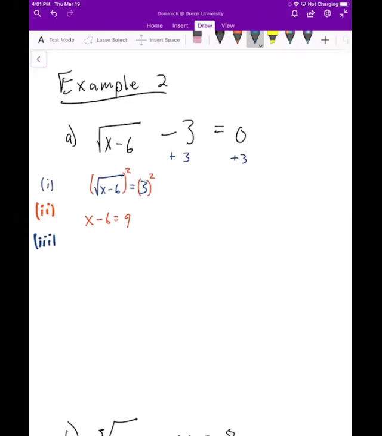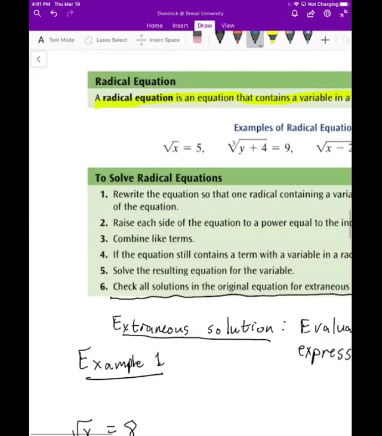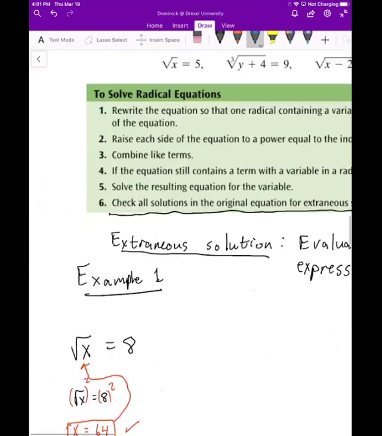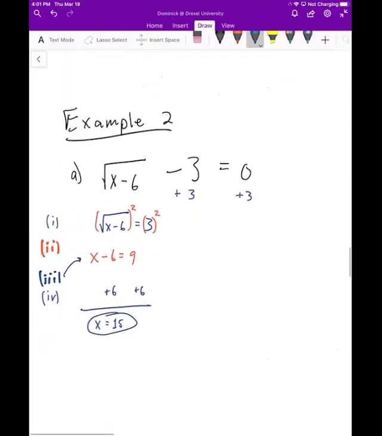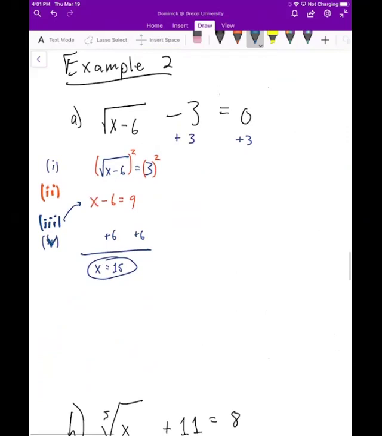Right, and I guess really that would also be in here. And now what we're technically doing is just solving this equation, right? So we would add 6 to both sides, and we would get that x is equal to 15. All right, I think I have my steps maybe mixed up here. Yeah, so this would technically be step 5, right? Step 4 was if there are still radicals, repeat, but there are none, so we just go right to solving. And we get x is equal to 15.